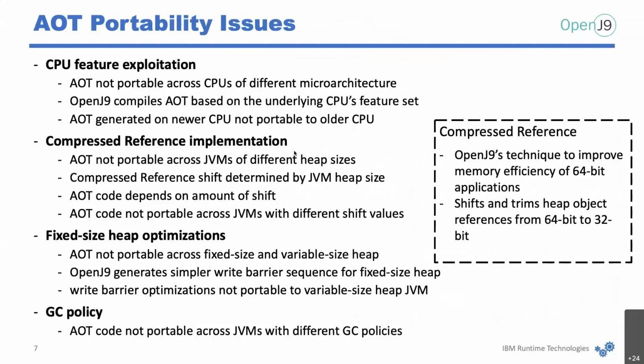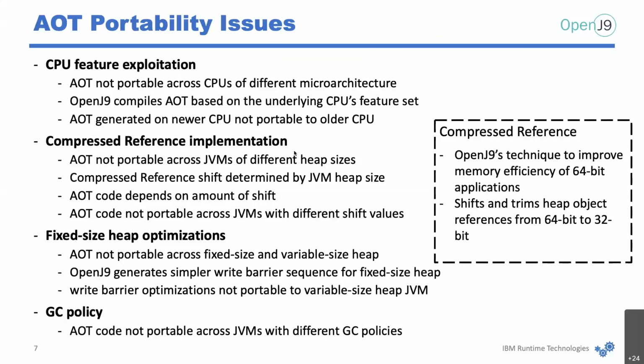So let's take a look at the portability issues in detail. First off, due to the way the OpenJ9 compiler exploits CPU features, its AOT is not portable across CPUs of different microarchitectures. So when OpenJ9 generates AOT code, it exploits the host CPU's feature set for optimizations, just like what it does with JIT compilations. This is a portability issue because if the build time CPU is of newer generation, the code won't be portable to older generation CPUs.